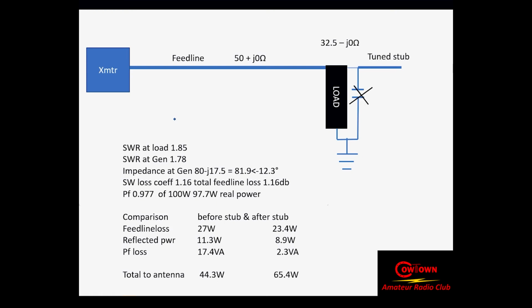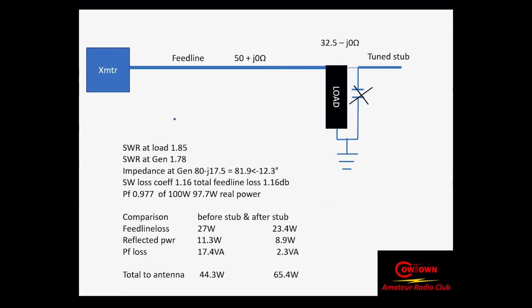The total power being delivered to the antenna. Now, I still don't have the antenna's efficiency involved. This is just the delivery efficiency. The total power being delivered to the antenna before was 44.3 watts. Now it's 65.4 watts. And don't tell me that it won't make a difference. And all I had to do was cut a piece of coax.